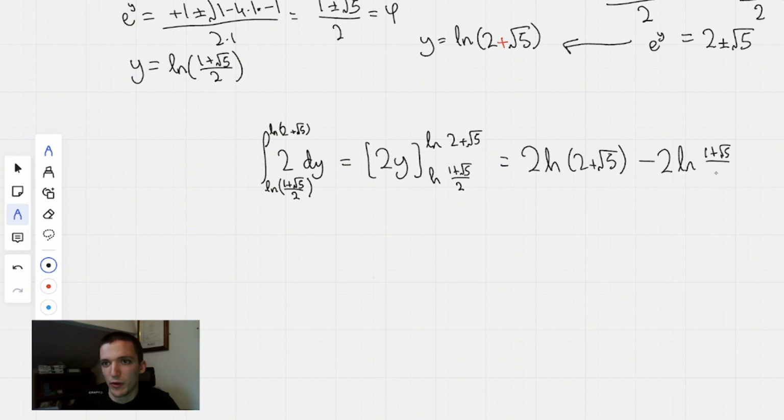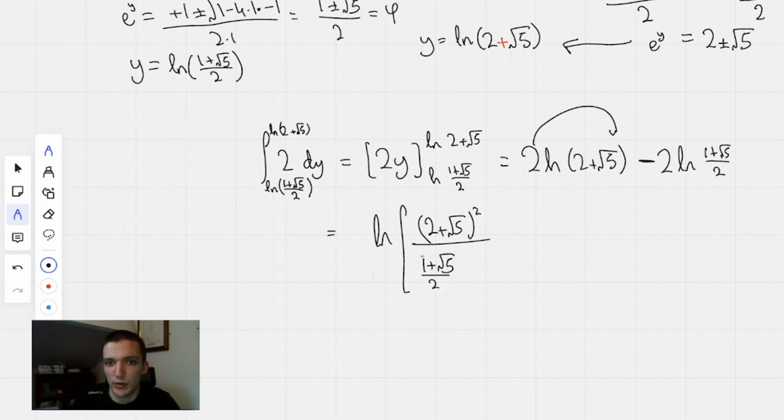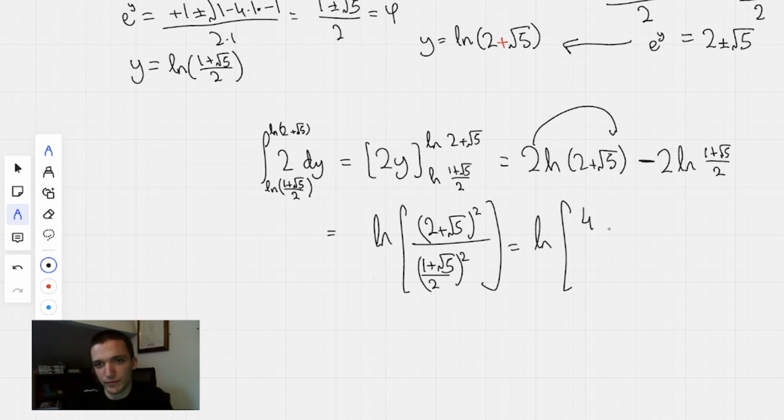plus root 5 over 2, which is equal to, using our natural logarithm laws, the natural log of 2 plus root 5 squared, because this 2 becomes a power inside, divided by, because this negative means divide by the argument of this function, 1 plus root 5 over 2 squared. The over 2 squared becomes over 4, and if it's a fraction within a fraction, that 4 is going to migrate to the top, and so that's going to become the natural log of 4 times this thing.